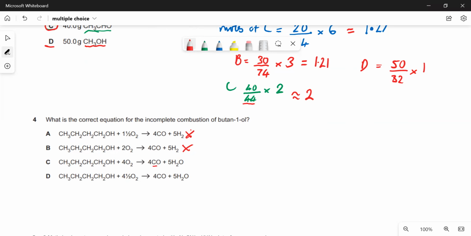So let's see, on this side of the equation, we need 9 oxygen atoms. We've got 1 in the butanol, so that means we need 8. So 4 molecules of O2, that's the correct one. Okay, this one here, you'd also need 9 oxygen atoms. You've got 9 there, haven't you? But you've got 1 there as well, makes 10 on the left-hand side. So C is the right answer there.